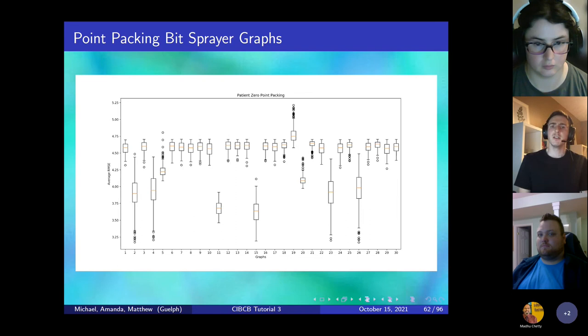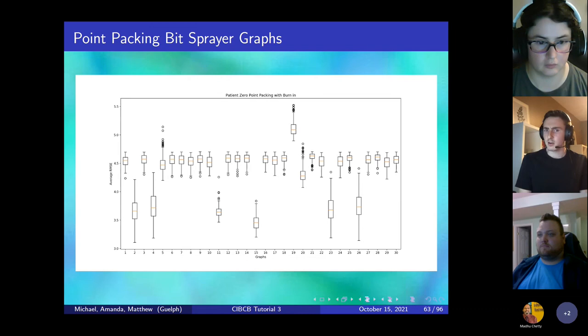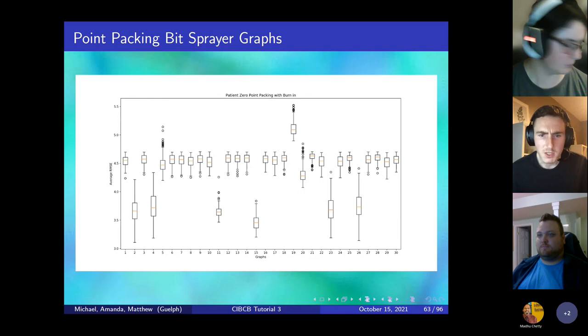And if we want to take a look at these with burn-in, we can see that our graph that performed poorly does even worse. And we see that for the most part, pretty similar. Some of them seem to have reduced the variability a little bit, condensed their box plot. A little bit of shrinking going on. Okay, so we're going to take a look at a couple of these in turn. We're going to take a look at, from this image, 2, 11, and 19.